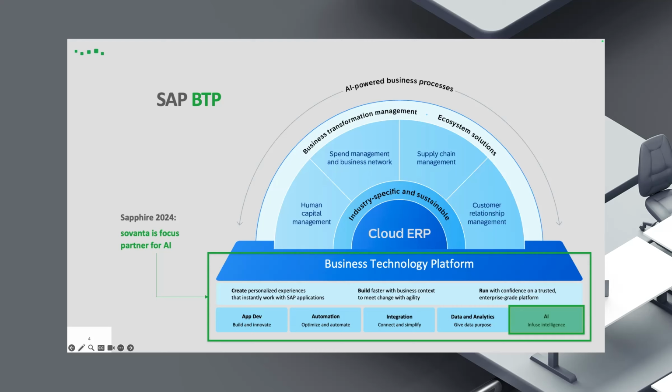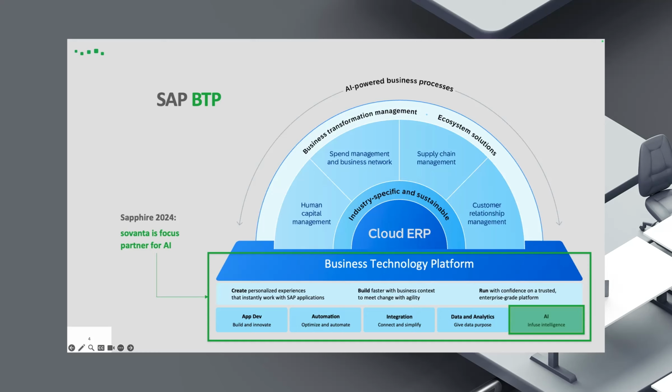processes. And the BTP has those 5 pillars: app development, automation, integration, data and analytics, and of course AI, which is our focus for today. Actually, on the left-hand side, you can see that at Sapphire this year, Sovanta was also presented as a focus partner for AI on the BTP.